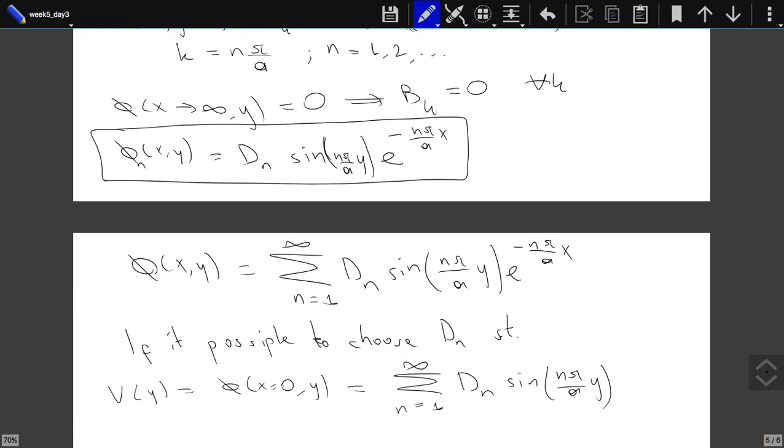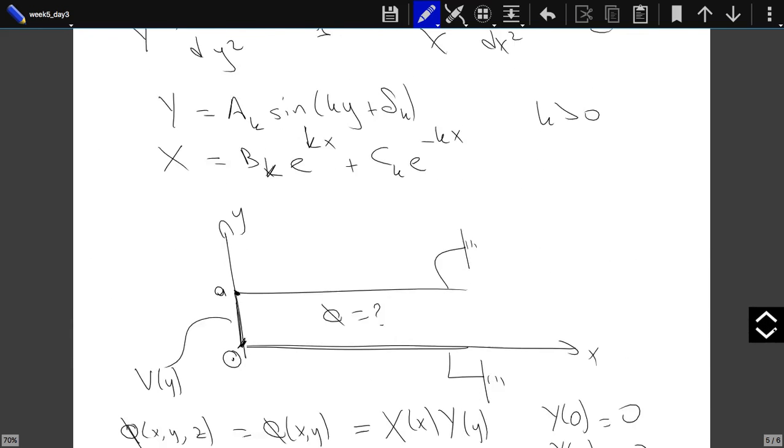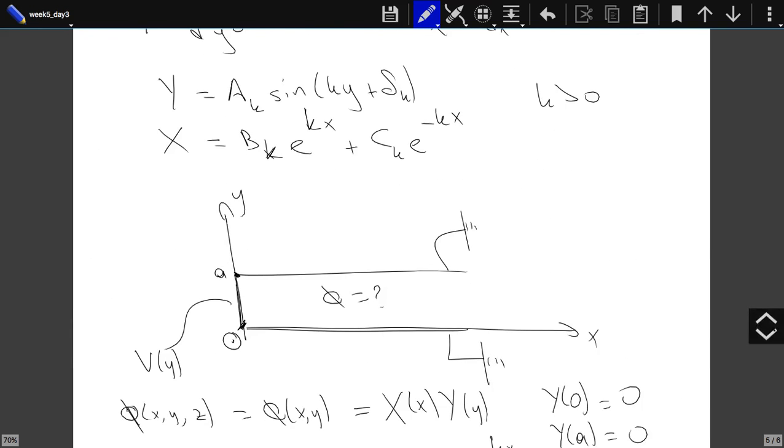But adding a 0 doesn't make any difference. I mean, the n is equal to 0 term will just give me d0. And why potential 0 at infinity? Well, if you look at our problem, you see I have this infinite plane. I have this other infinite plane. Here I put some potential.